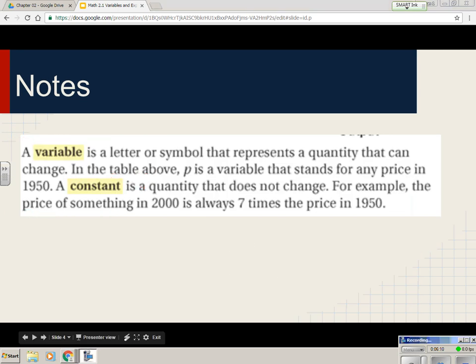All right, so we have two definitions I do want you to write down. They're things that I talked about already. First one is a variable. A variable is a letter or symbol that represents a quantity that can change. So in the table that we just did, P is a variable, and it stands for any price in 1950.